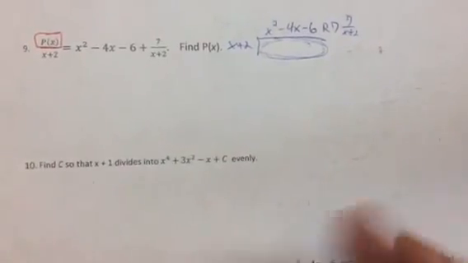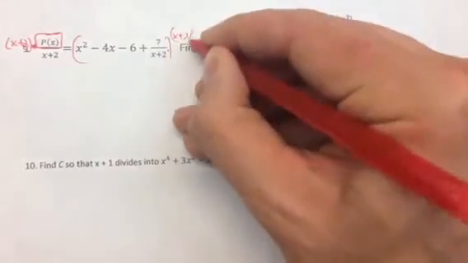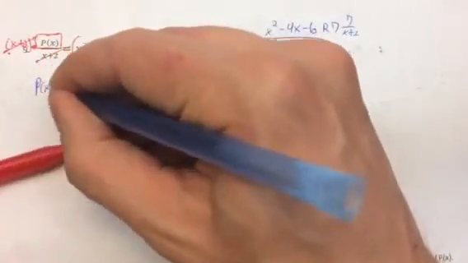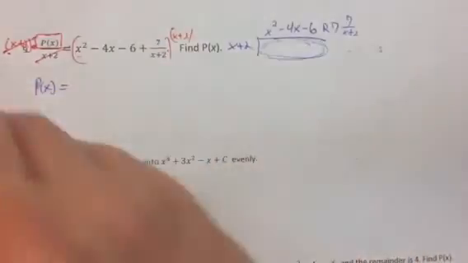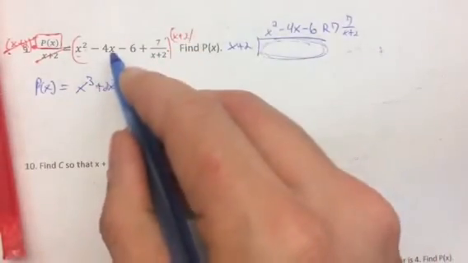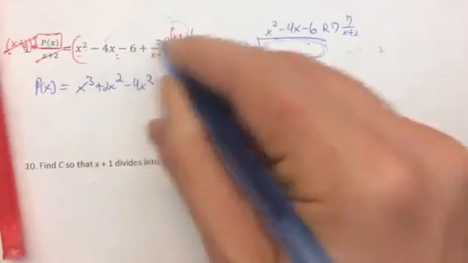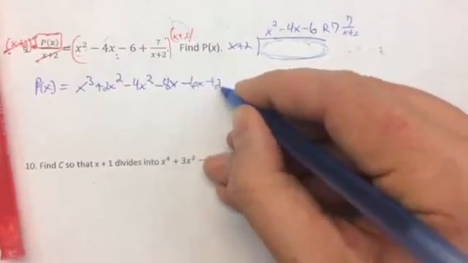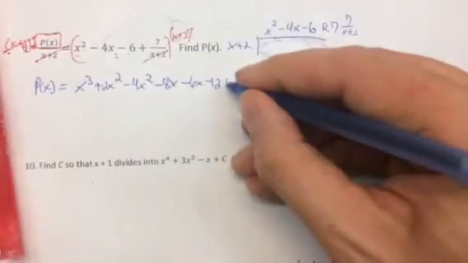We want to solve for what p of x is, and let's just use some algebra we know. If p of x is being divided by x plus 2, we can multiply by x plus 2 on both sides. Multiplying by x plus 2 cancels out dividing by x plus 2, and so we're going to get p of x equals, which is what we want. Here, x squared is going to multiply times x plus 2. x squared times x is x cubed. x squared times 2 is 2x squared. Negative 4x is also going to multiply times x plus 2. Negative 4x times x is negative 4x squared. Negative 4x times 2 is negative 8x. Negative 6 is also going to multiply. We get negative 6x minus 12. The last thing is 7 over x plus 2, multiplied by x plus 2, which cancels out, and we just get plus 7.